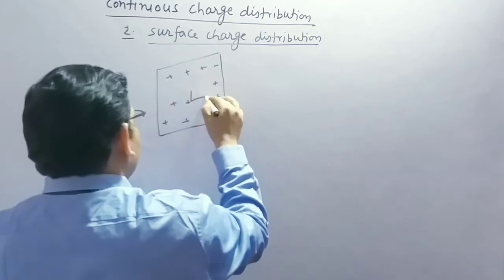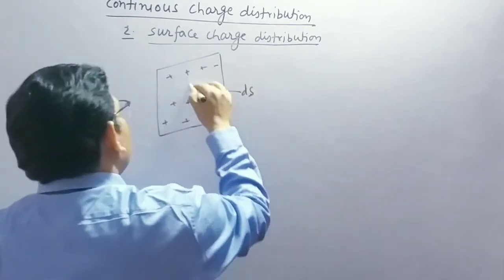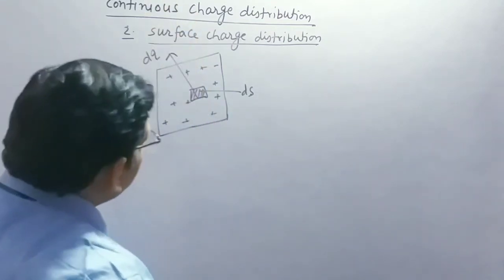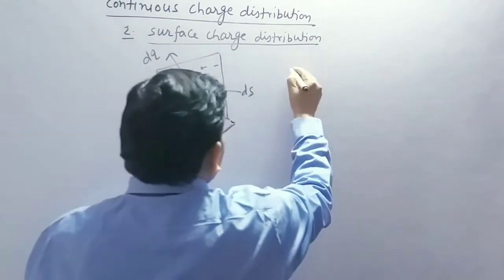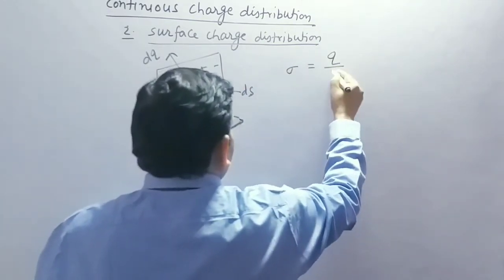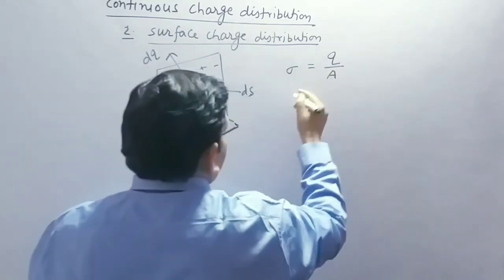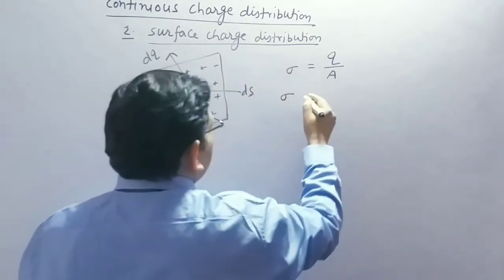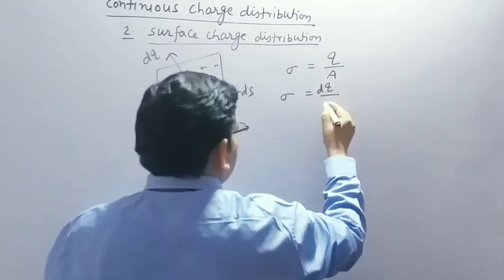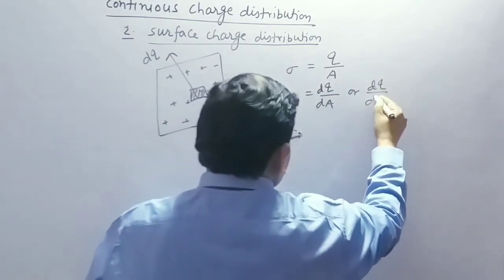So consider a small surface ds having charge dq. The surface charge density sigma can be defined as charge per unit area. If the charge is uniformly distributed, then it is dq by dA, or one can also write dq by ds, no problem.